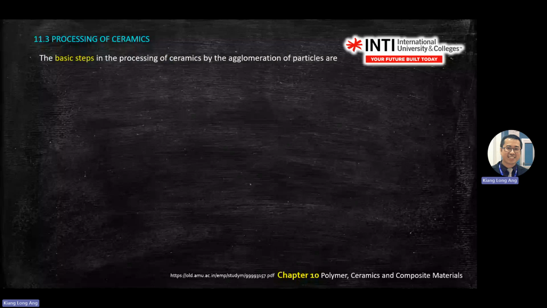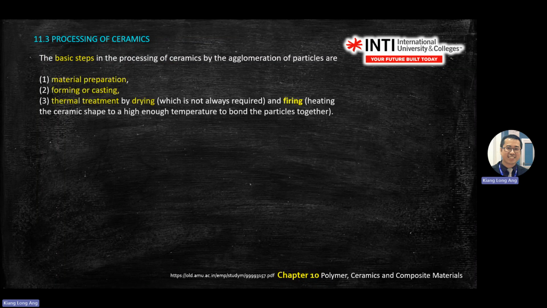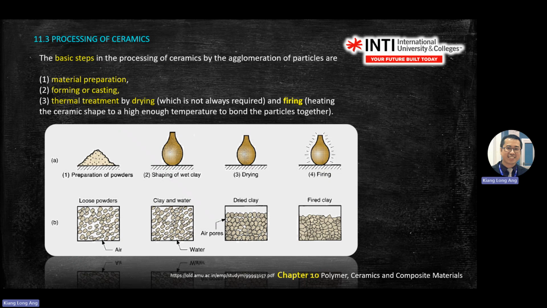Okay. Now next is on the processing of ceramic, how you process ceramic. So there are steps: material preparation, forming or casting, then you do heat treatment. So these are 4: preparation of powder, you shape the wet clay, drying, then you do firing. When you prepare the powder, you have a loose powder with air. Then when you do wet clay, the particles are very near. Then when you dry, you pack together. Then you fire it, they kind of glue together. So when you do heat treatment, there is some chemistry happening inside.